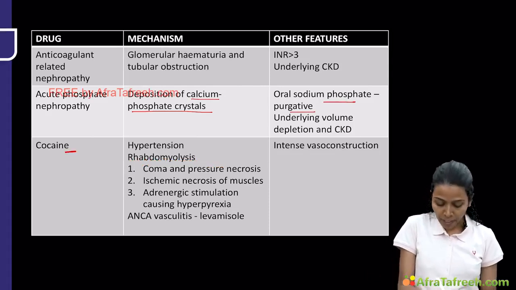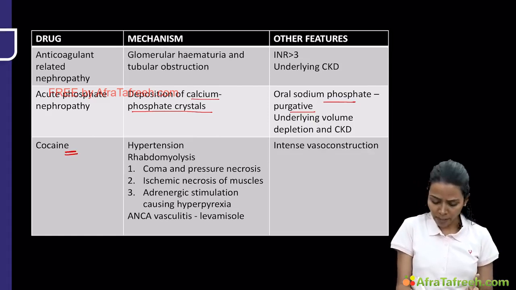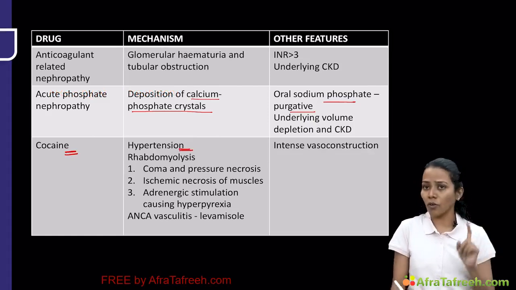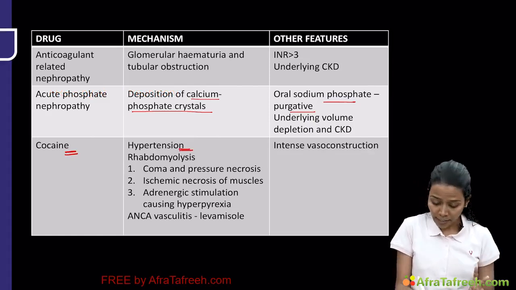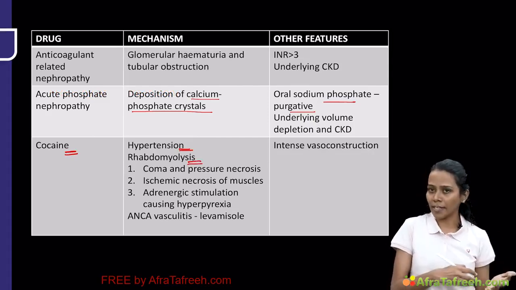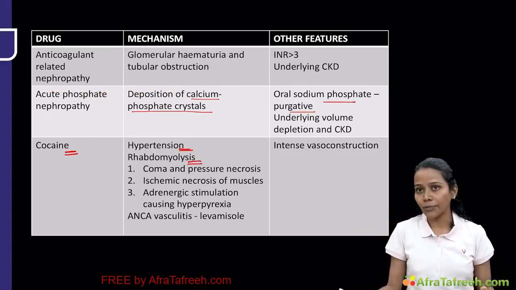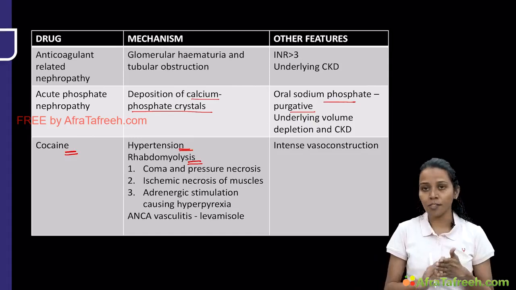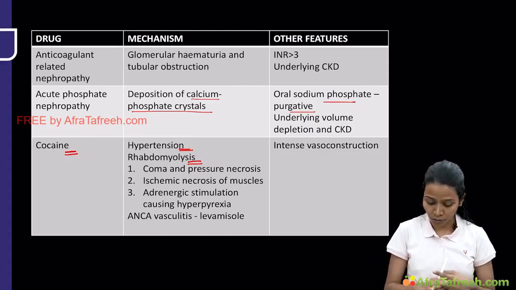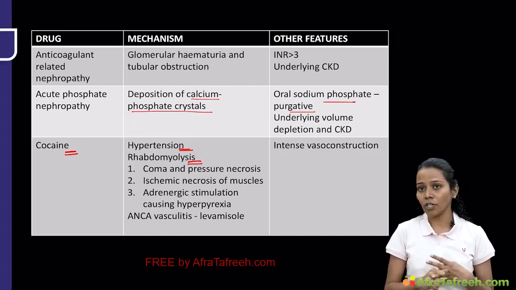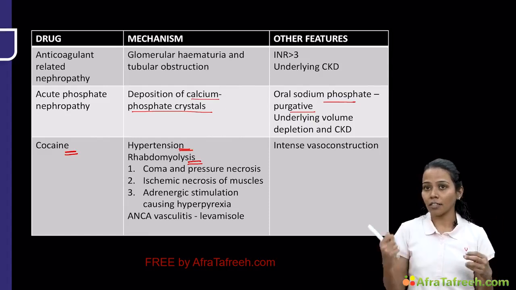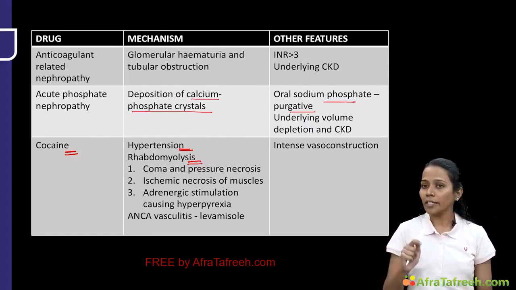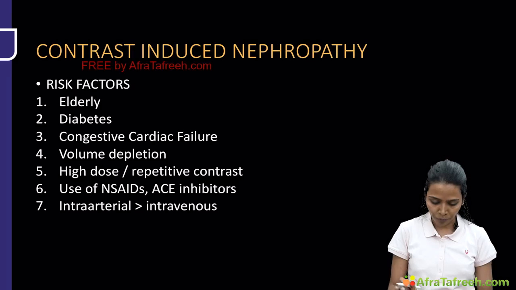Next is cocaine. The effect is it can cause AKI. One is by intense vasoconstriction causing hypertension. Second is rhabdomyolysis. Rhabdomyolysis can happen if they are in a cocaine-induced coma and there is pressure necrosis, or there is ischemic necrosis of the muscles because of intense vasoconstriction, or adrenergic stimulation causing hyperpyrexia. Okay. And sometimes when this cocaine is adulterated with levamisole, it can cause ANCA vasculitis also.